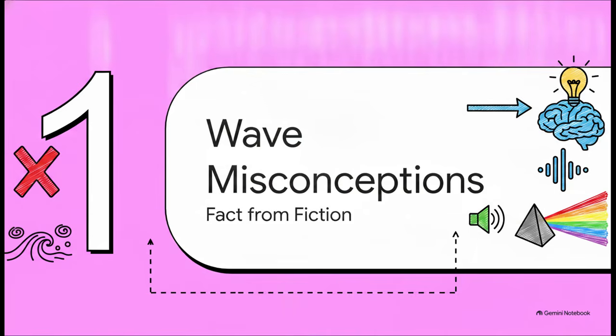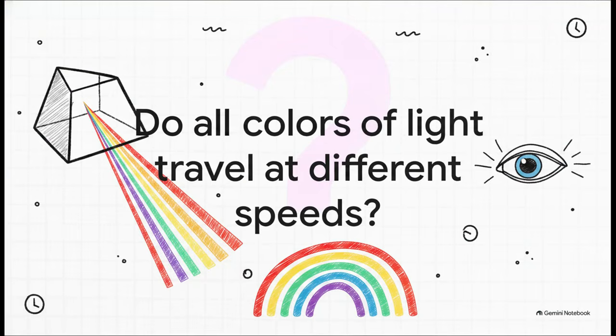Okay, starting with section 1, wave misconceptions and truths. Let's separate some fact from fiction. It's actually incredibly easy to get your wires crossed when learning about basic wave terms. So let's set the record straight right off the bat and test your instincts with a really common middle school misconception. Here's the question. Do all colors of light travel at different speeds?